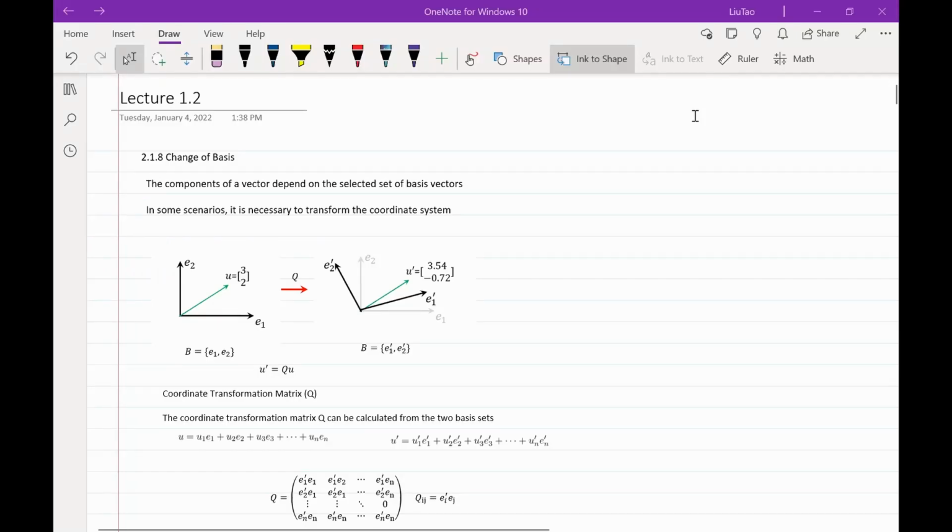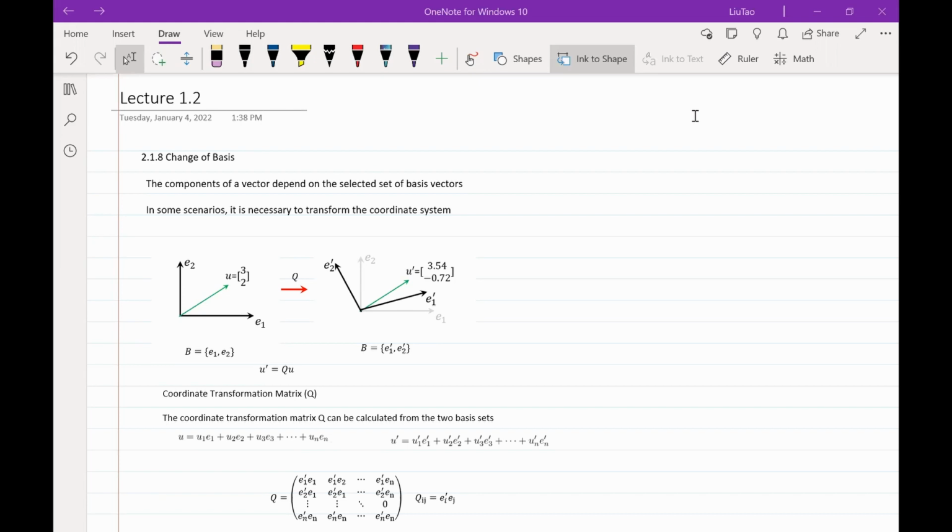In today's lecture, we will pick up where we left off last lecture to first talk about change of basis. After that, we will move on to the main topic for today, which is linear maps.